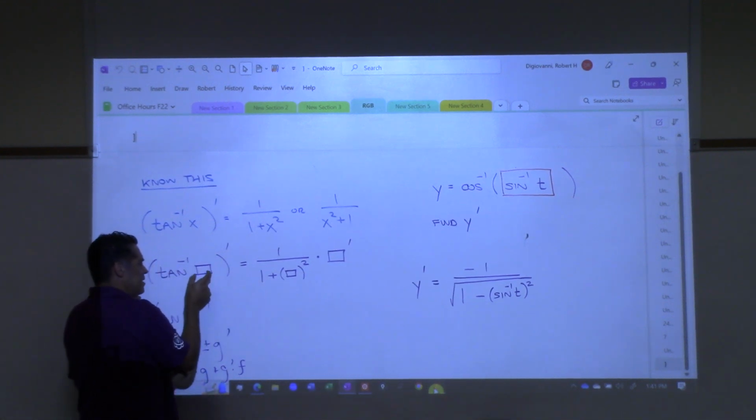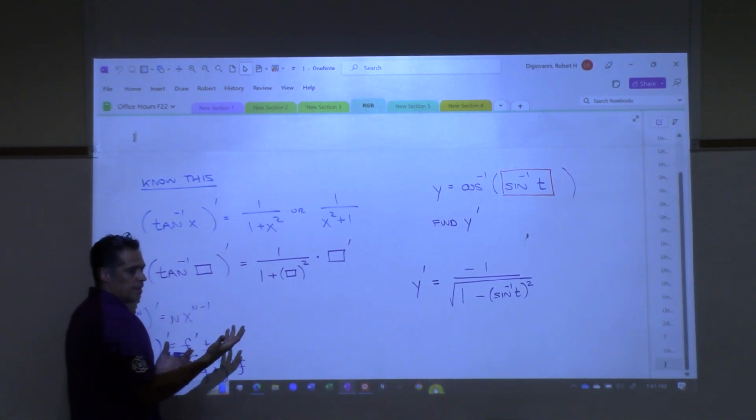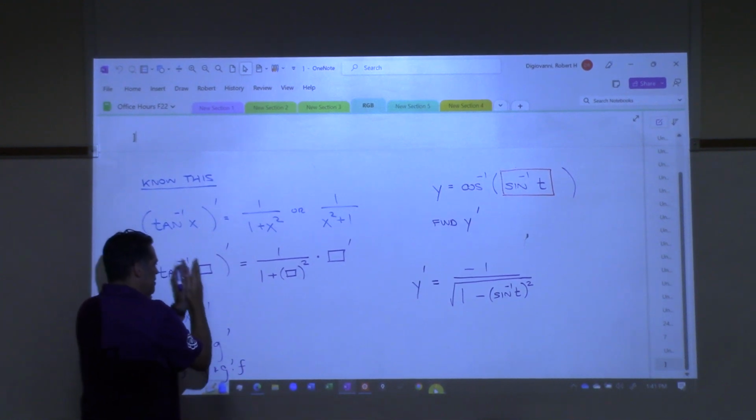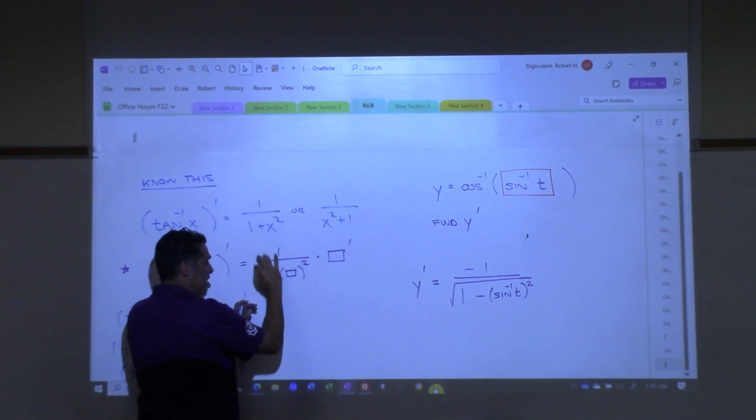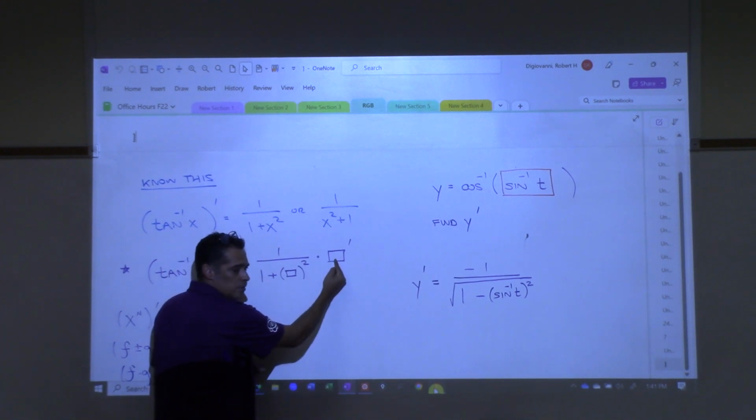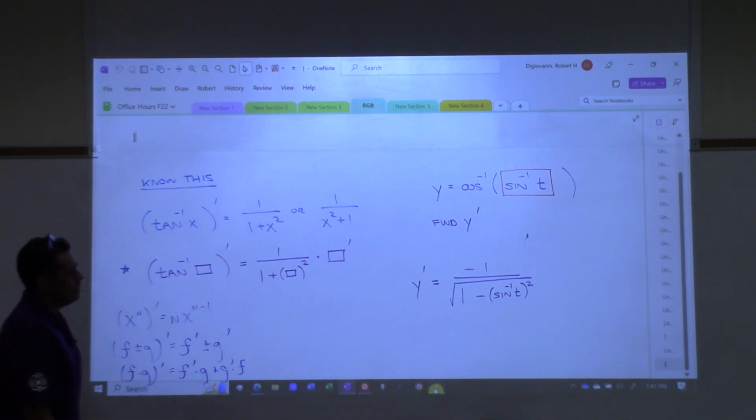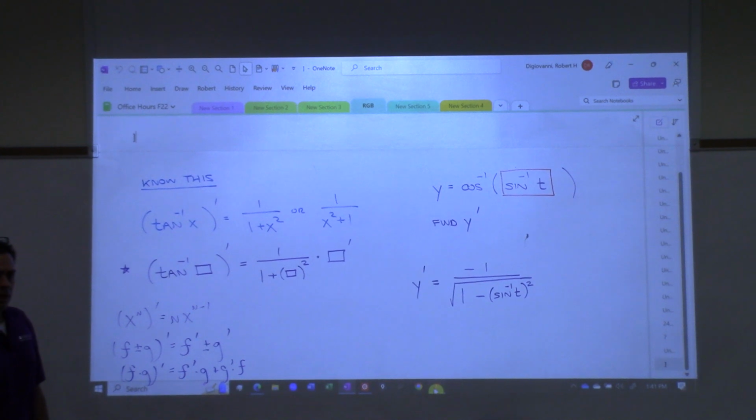And do y'all realize this box is just me helping you remember chain rule? That's all it is, right? Tangent inverse of something, the derivative is first the formula for tangent inverse, but then you always have to do chain rule. All right, y'all got that?